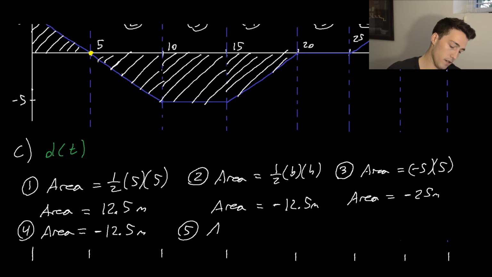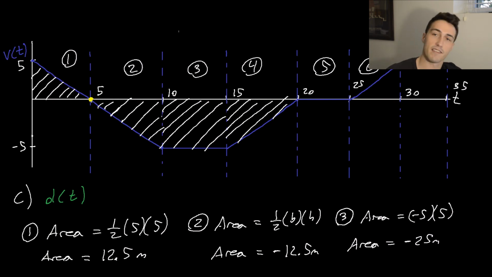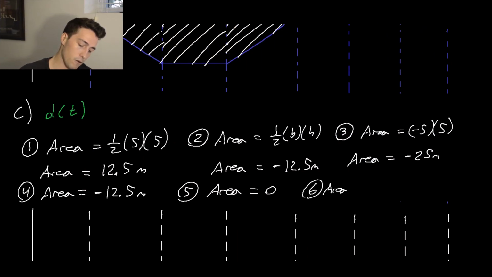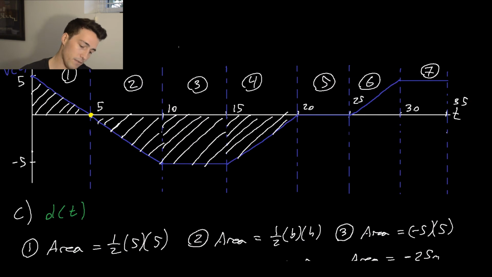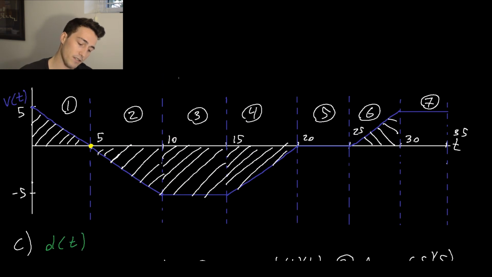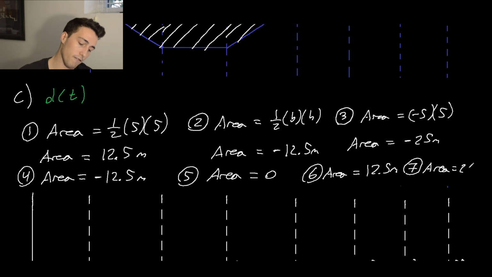For 5, there is no area because the line is exactly on the time axis, right? So the velocity was 0, and therefore the displacement will be 0. And then we have the area of 6. It's going to be base times height, and now the height is positive, so it's going to be 5 times 5 divided by 2, and we're going to get positive 12.5 meters. And finally for 7, the area is the area of a rectangle, and that's going to be 5 times 5, so 25 meters.